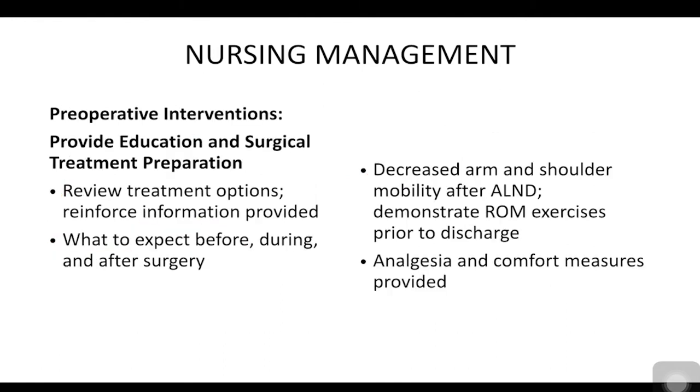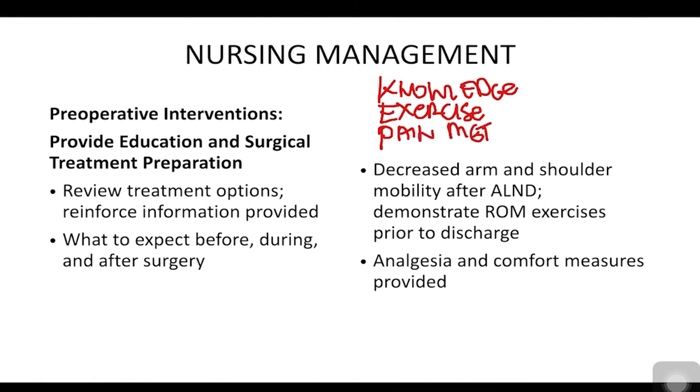Okay, to sum up this slide, it's more of the knowledge, exercise, and pain management. So, review treatment options for the knowledge, and expectations on what will happen before, during, and after. For the exercise, decrease arm and shoulder mobility and demonstrate ROM prior to discharge. So, initially, it's immobilization and then later on, it's bringing back to optimal function. And then last but not the least is pain medications and comfort measures provided.